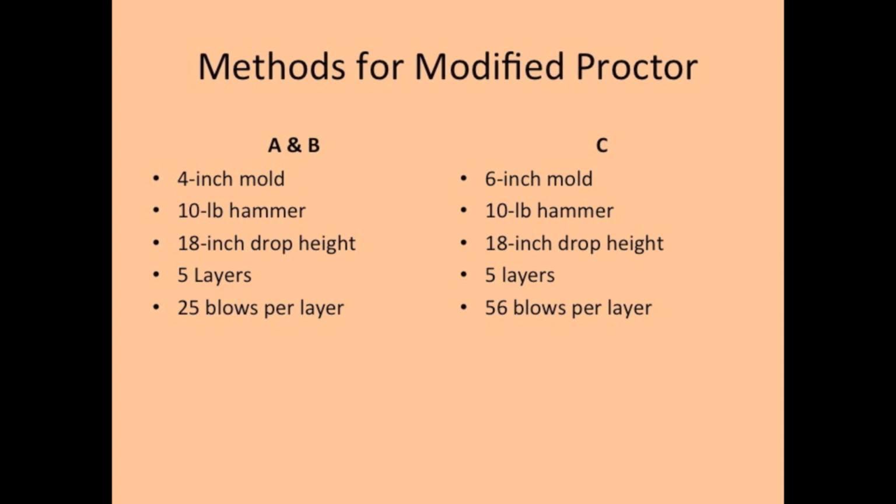Methods A and B require the 4-inch mold, the 10-pound hammer with a drop height of 18 inches, 5 layers, 25 blows per layer. Method C requires the 6-inch mold, 10-pound hammer, 18-inch drop height, 5 layers, and 56 blows.